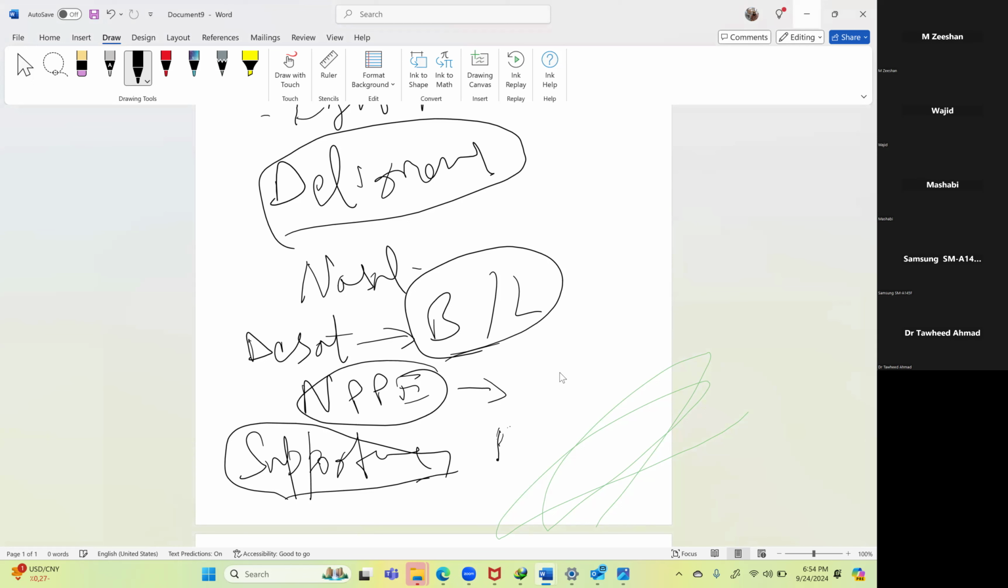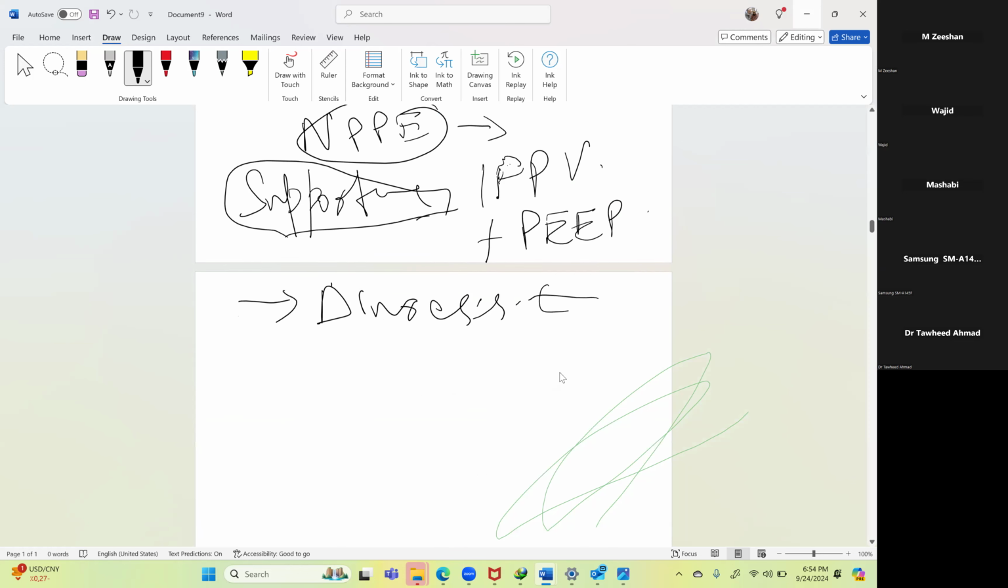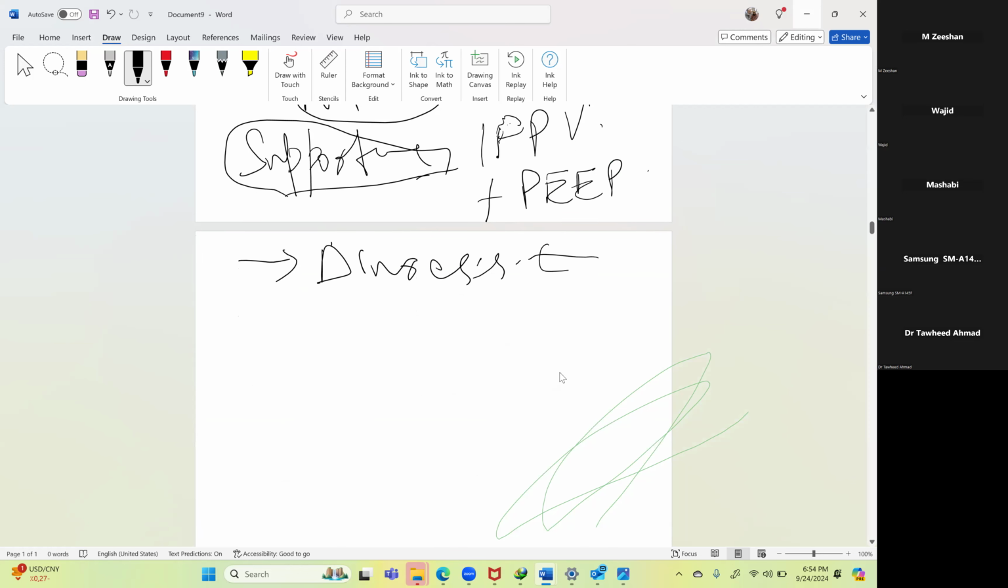You will need to intubate. Yes. Intubate and ventilate. Give positive pressure ventilation and PEEP. Okay. Then you might need to diurese the patient. If the patient is not maintaining the blood pressure, then you need to give something to increase the pressure and diurese. Okay. And it will subside.